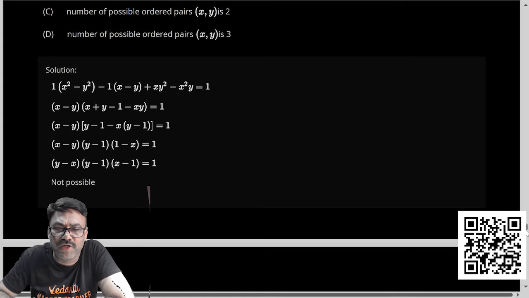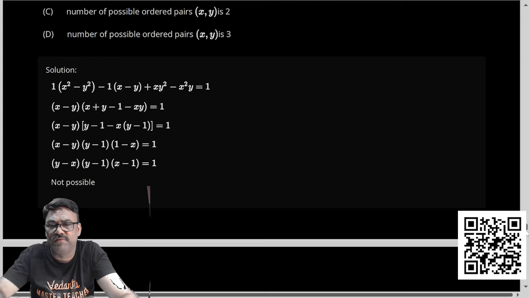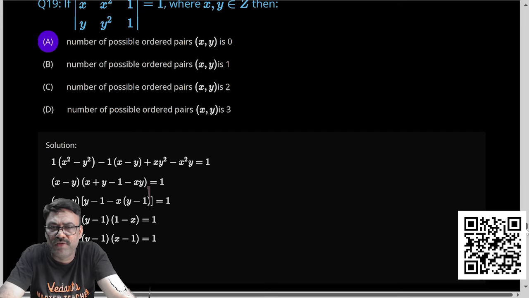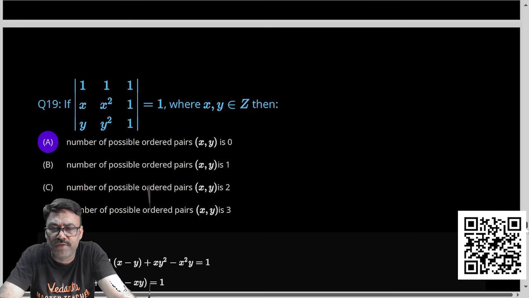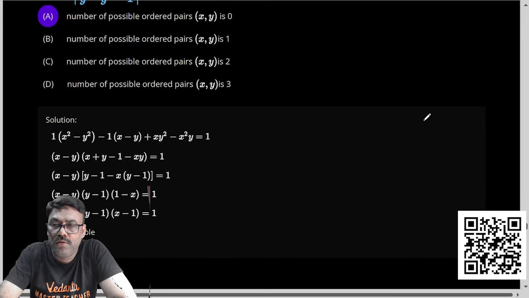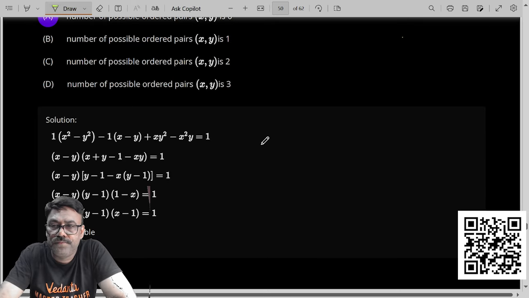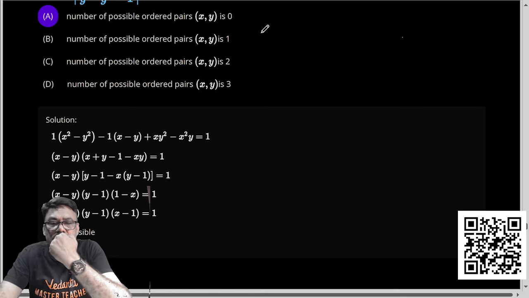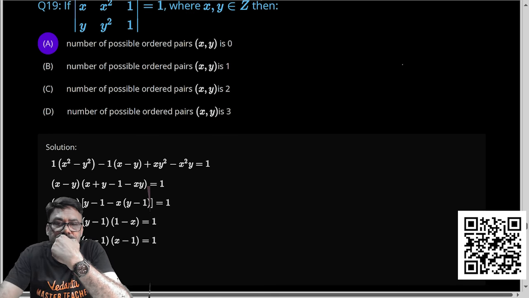Ultimately you will get (y minus x)(y minus 1)(x minus 1) is equal to 1. So very easy, just expand, no need to do anything. Just expand and factorize, and ultimately you get (y minus x)(y minus 1)(x minus 1) is equal to 1, right? Now what will you do here? Just a minute. Let me show you the complete screen.